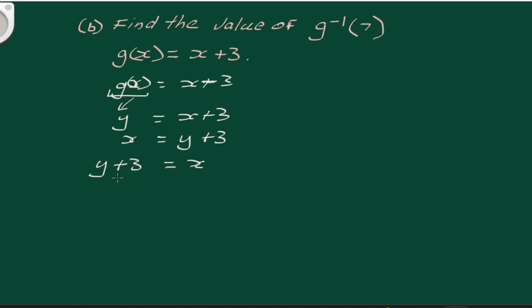Okay, having done that, I need to make y the subject of the formula. So in this case, I'm going to minus 3 on both sides of the equation. So minus 3 will get rid of this 3 here, leaving y by itself. And remember, what you do on one side of the equation, do to the other side of the equation. So now I have y equals x minus 3.